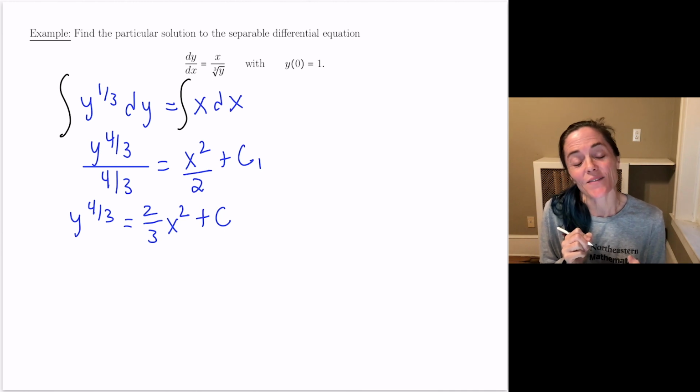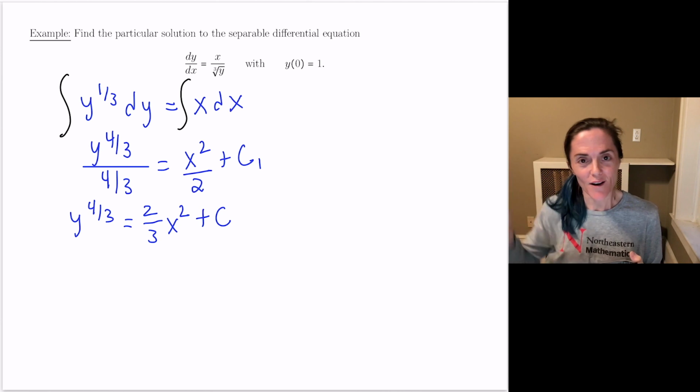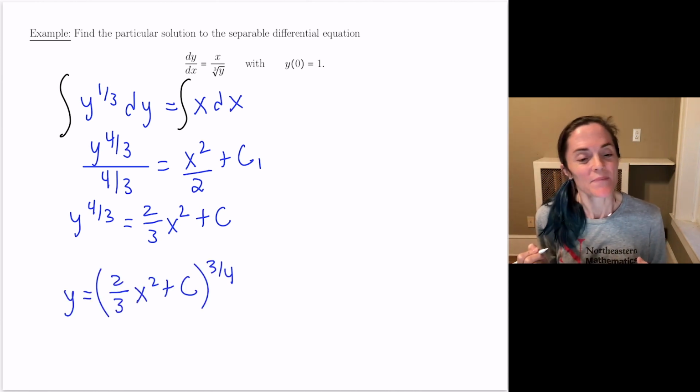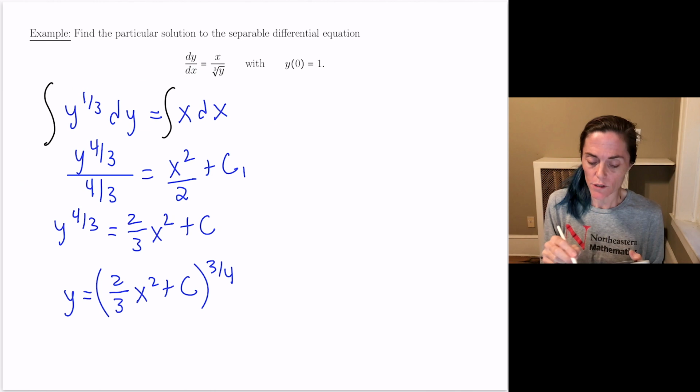Now, how do I solve for y? Well, I can just raise both sides to the 3 over 4 power. But I'm not finished here. We want a particular solution. So far we have a wonderful general solution.